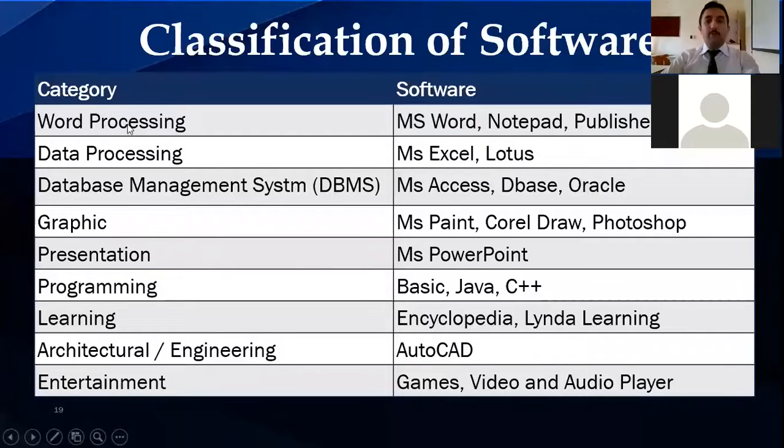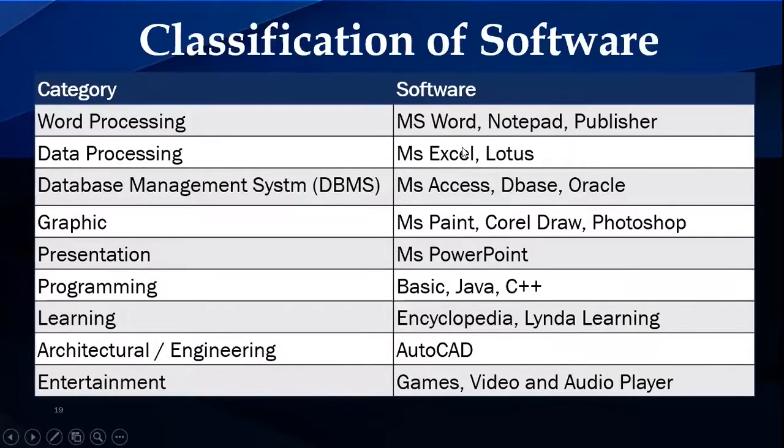For example, if anybody asks you, do you have any word processing software in your PC? You can say yes, if you have. For example, MS Word, Notepad, and Publisher. And for data processing, we are generally using spreadsheet programs, like Excel, for example, Lotus. The famous one of them is MS Excel. And the other one is database management system, MS Access.